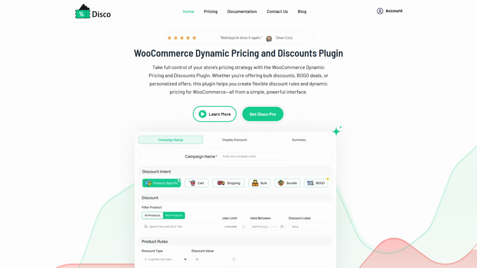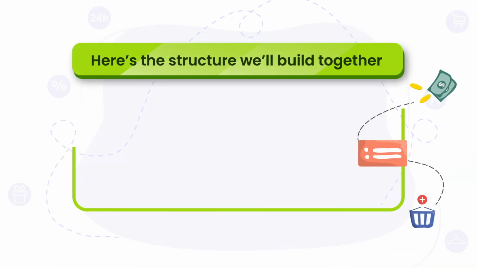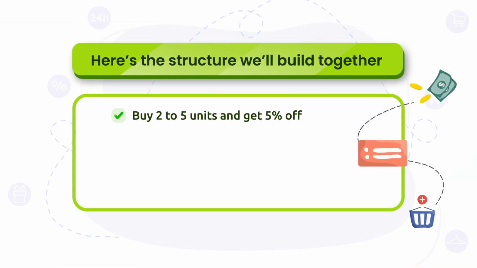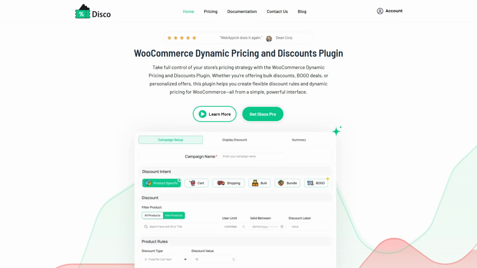Today we're going to set up a tiered bulk discount, also called a volume discount. And here's the structure we'll build. Buy 2 to 5 units, get 5% off. Buy 6 to 10 units, get 10% off. Buy 11 to 15 units, get 15% off. Buy 16 or more units, get 20% off. Pretty great, right? This way, customers are motivated to keep adding items to their cart to unlock bigger savings.